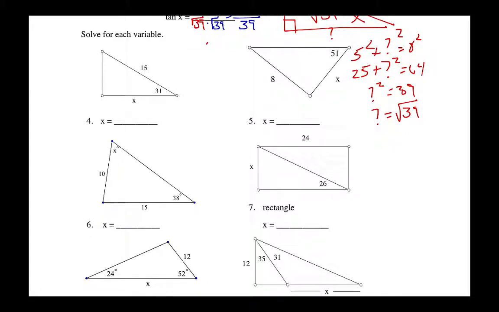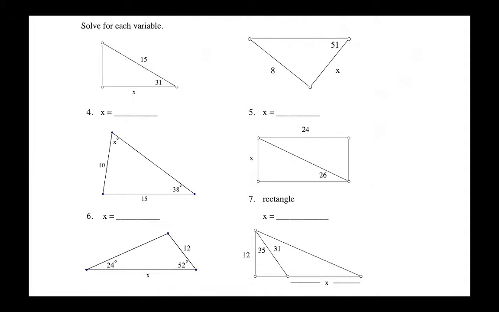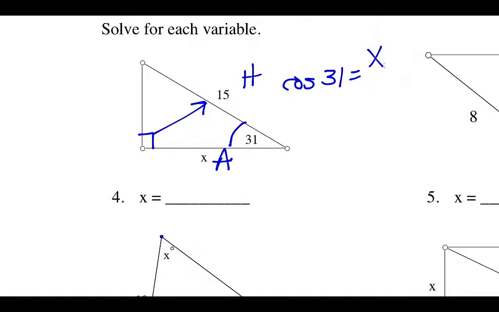From there, I want you to be able to solve for any missing variable that I give you. So let's look at problem number 4. I give you a 31-degree angle here. It is attached to the adjacent side, and across from the 90 is always the hypotenuse. So I'm looking at the cosine of that angle should equal that ratio of x over the hypotenuse of 15.